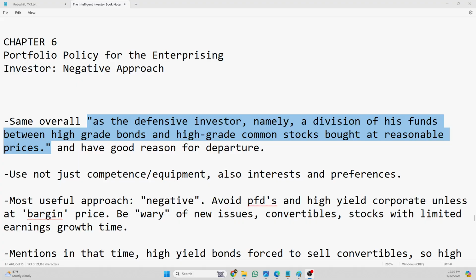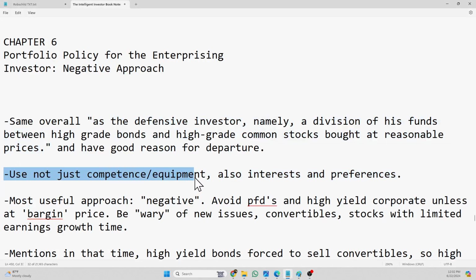So even if you don't consider yourself to be a defensive investor, he says, this should really be the basis of your portfolio, what he goes over in the defensive investor stuff. High-grade common stocks, high-grade bonds bought at reasonable prices, reasonable enough. So then he has something very interesting here. He says, use not just competence and equipment, but also interests and preferences. And again, my favorite thing with this is how it connects with psychology, because at the end of the day, you are a person. When you're deciding what securities to buy, you are a person and you have emotions, and there are certain things you like, there's certain things you feel like you have more knowledge about.